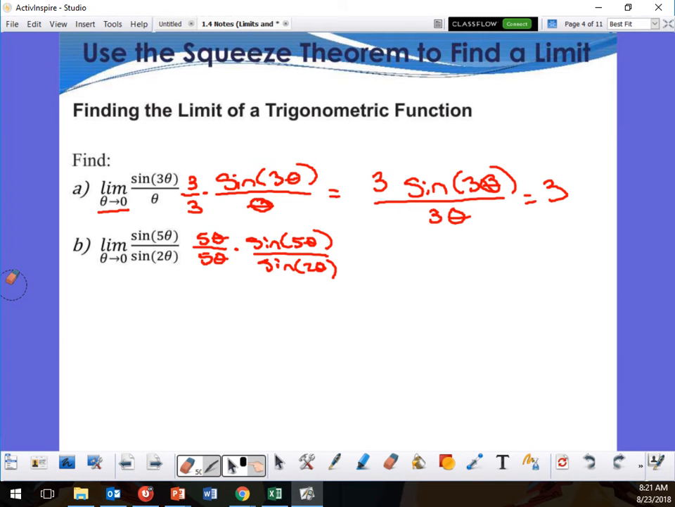So that takes care of part of it, right? Because the sine 5 theta over 5 theta is going to turn into 1. So now I have 5 theta over sine of 2 theta. I still can't plug in theta, can I? I can't plug in my 0, can I? So what could I do? Could I do something else creative?